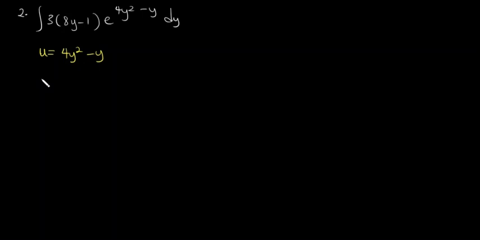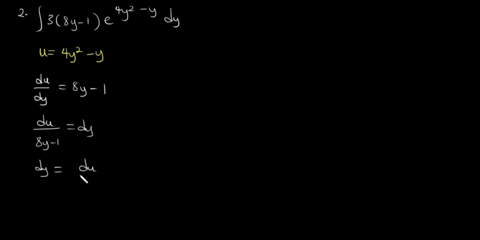Let's see what you are going to do next. Now let's differentiate this with respect to y. We are going to have du dy, and that will give us 8y minus 1. At this point let's make dy the subject. If you do this, we're going to have du over 8y minus 1 equal to dy. You can write it as dy equals du over 8y minus 1.